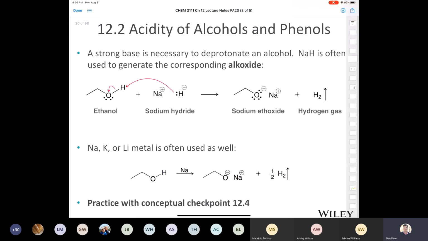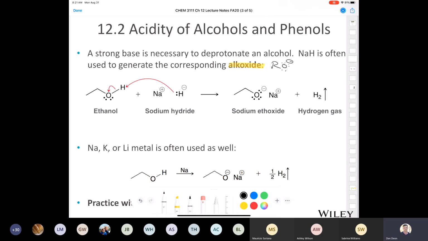All right, well, let's get down to brass tacks and talk about the acidity of alcohols and phenols. I don't think that anything in this section will be a stretch for anybody who remembers pKa's and basicity and acidity. It says here a strong base is required to deprotonate an alcohol. Sodium hydride is often used to generate the corresponding alkoxide. You should know what an alkoxide is, and you probably already do. We've seen lots of alkoxides, which is just an R group and then an oxygen with a negative charge like that.